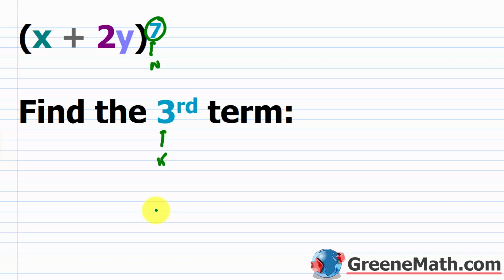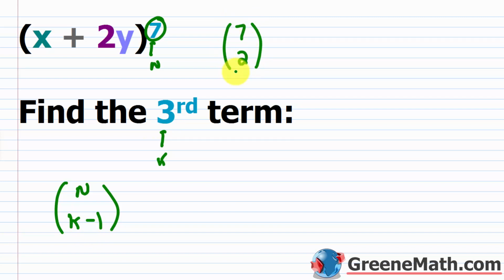So what you're going to say is that the coefficient is n choose k minus 1. So in our case, n is 7 and k is 3. So 3 minus 1 is 2. So you're going to have 7 choose 2. That's the first part. Then times.